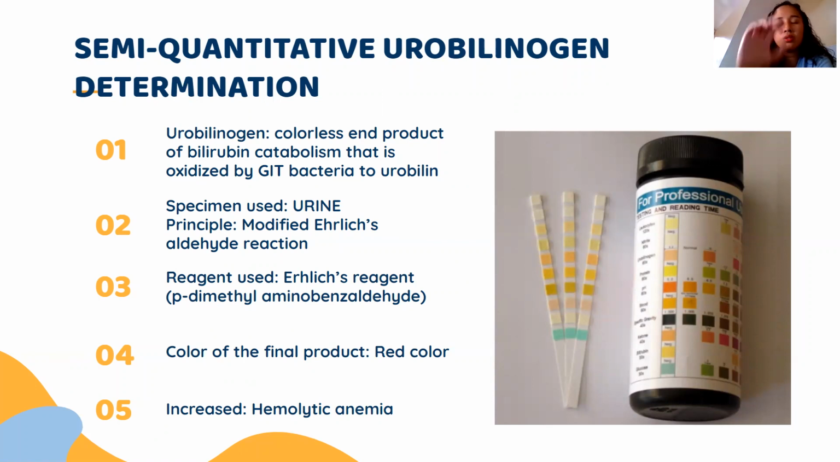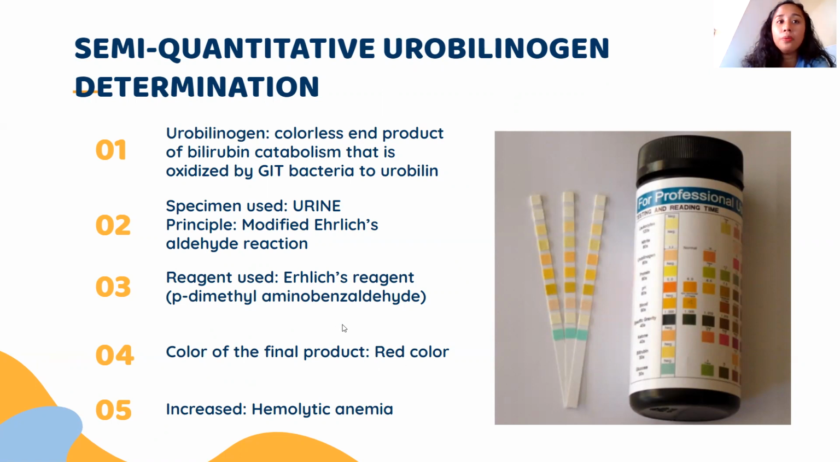If you remember protein, its principle in the urine dipstick is protein error of indicators. For urobilinogen, class, the principle is the modified Ehrlich's aldehyde reaction, because we use Ehrlich's reagent, which is para-dimethylaminobenzaldehyde. So to assess the urobilin levels, we test it with Ehrlich's reagent.